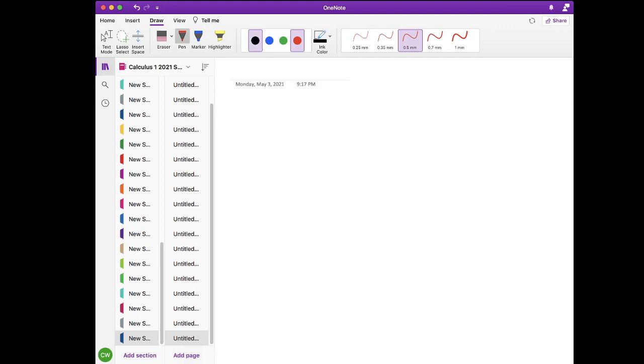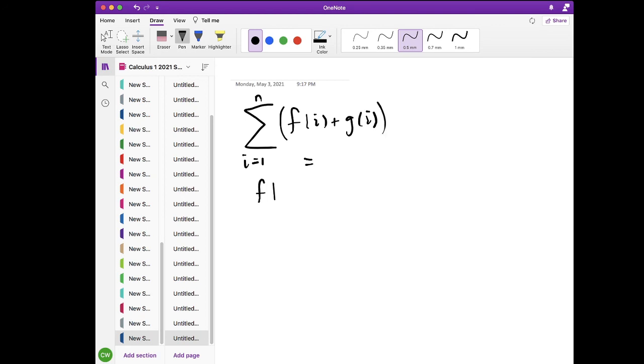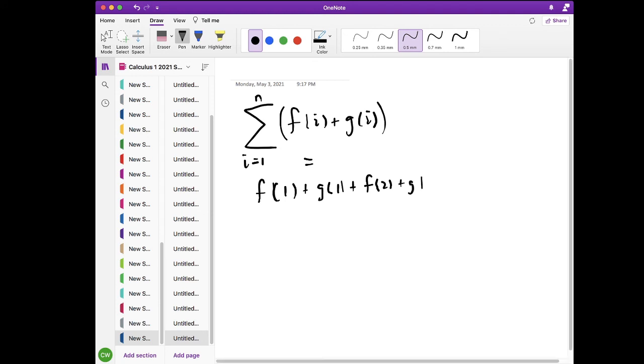All right, here's another rule, property. If I have the sum of two functions in a sum, so I'll just do it out just for the sake of time. We have f of 1 plus g of 1 plus f of 2 plus g of 2. I'm just going down the line of the index. And keep on doing this until we get f of n plus g of n.